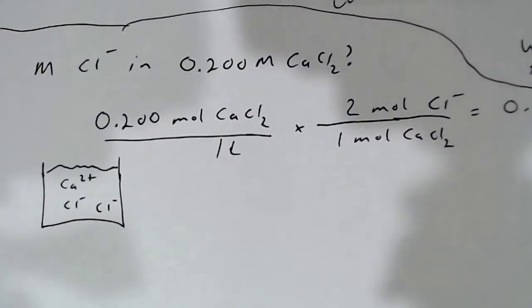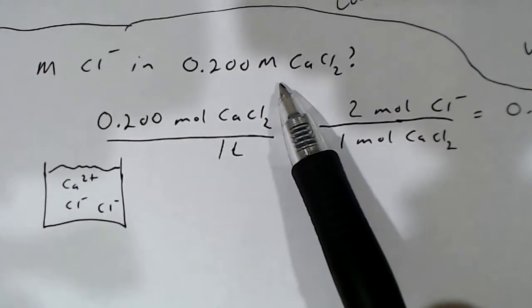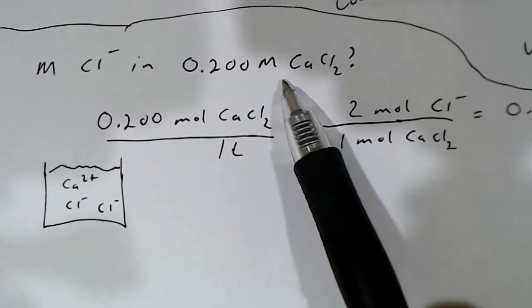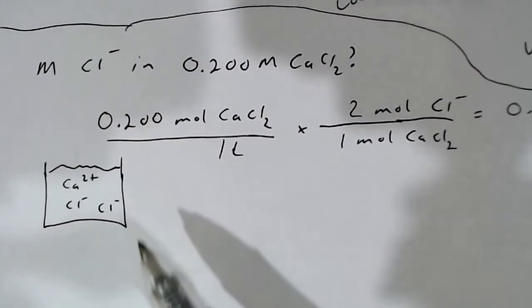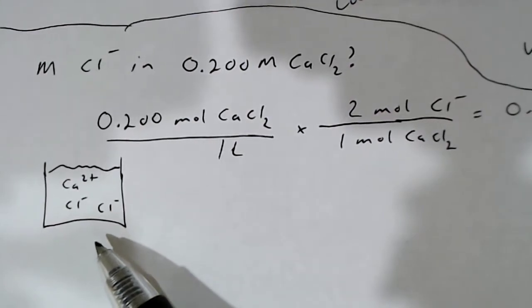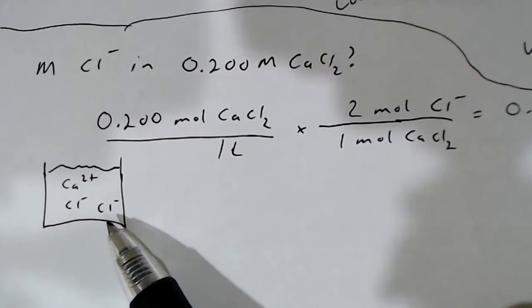Okay, kind of a side question here. Let's say we had that 0.20 molar calcium chloride solution. What would be the molarity of chloride within that solution? Well, when ionic compounds dissolve in water, they break off into separate ions that float around solvated by water.